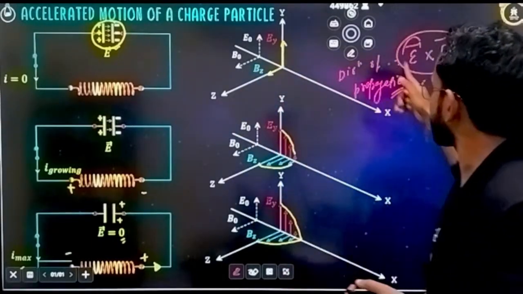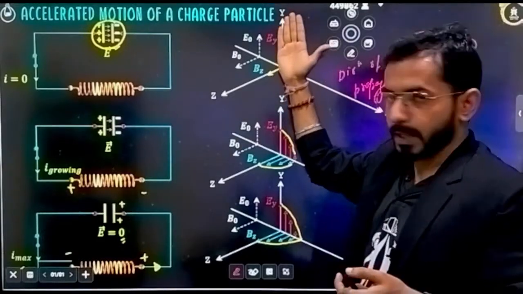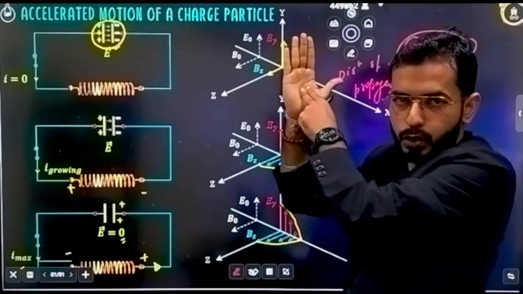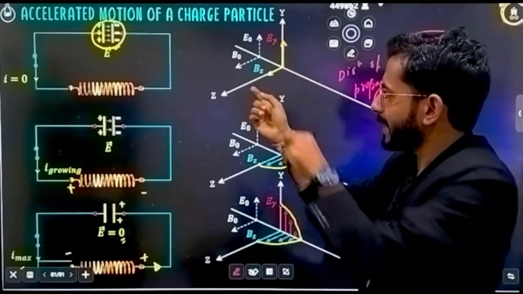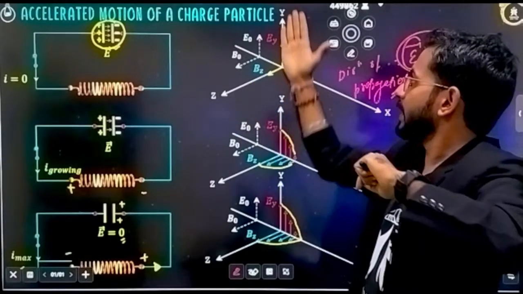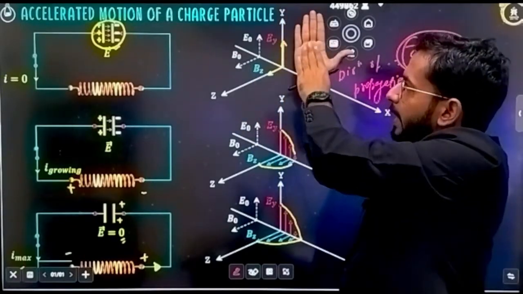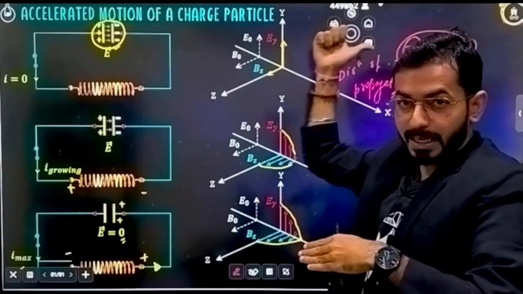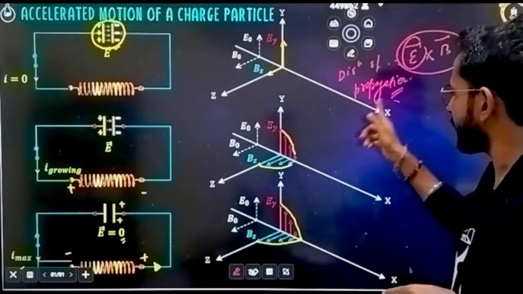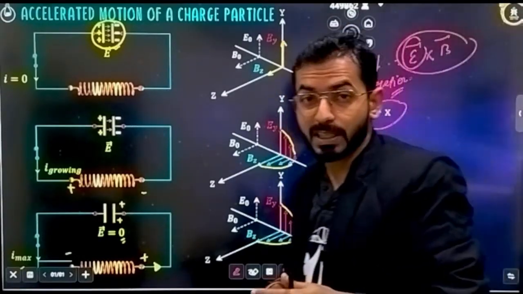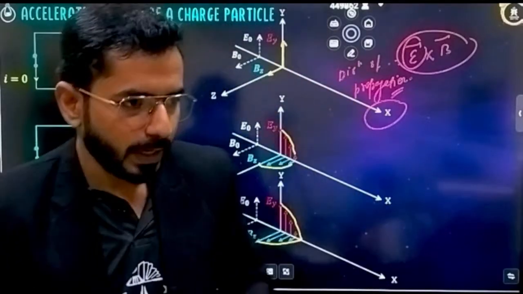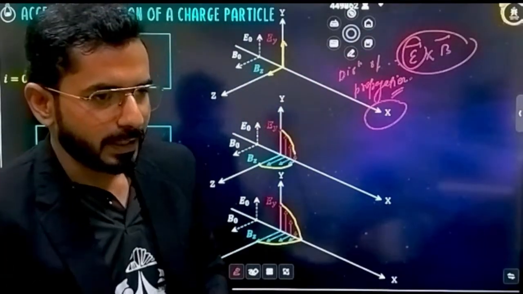Take your hand in the direction of E. Then show your palm to B. Here the Z axis is coming towards you. E cross B, and curl your hand. Show your palm to B and curl your hand. What is the direction that you are getting? That is the X axis. And I can say that the wave is actually propagating in the X direction. Correct? So this way you will always be finding the directions.